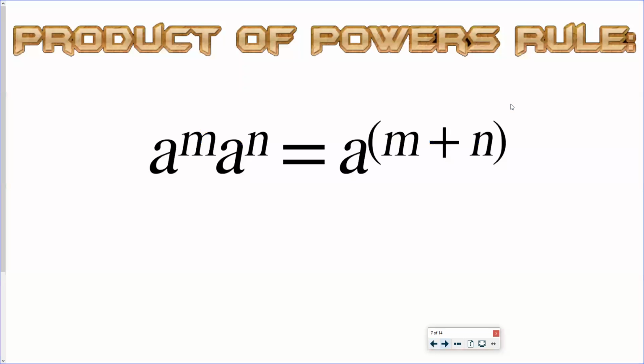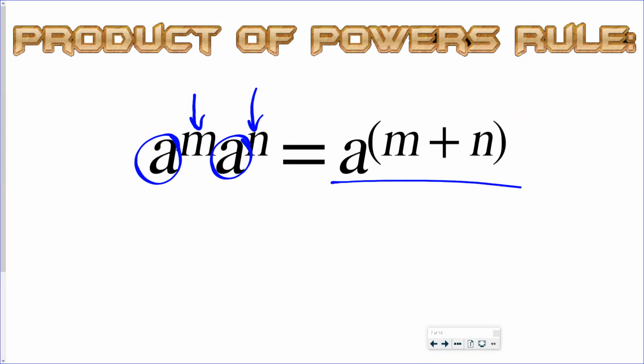So we have a rule for this. It's called our product of powers rule, and you want to write this down. Whenever you have the same base, in this case, a is my base, I'm going to take whatever my exponents are, and I can add them to get my answer. So that's what you want to go ahead and write down. Whenever our bases are the same and we're multiplying, we can add our exponents.